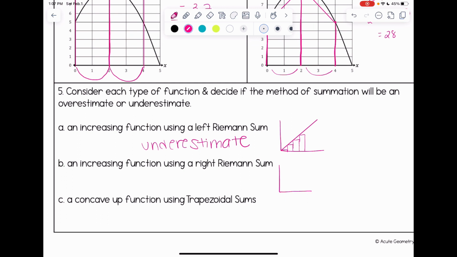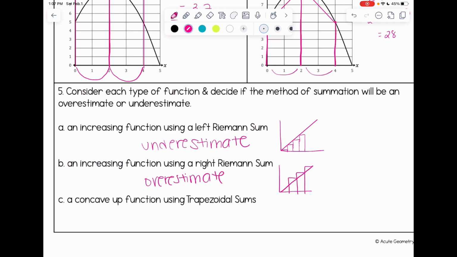Let's say I try B. It says an increasing function. So I'm going to draw the same exact one, but a right Riemann sum. And we could probably guess that this is going to be the opposite. You can see that I'm over the line or the curve that you might have drawn. So this would be an overestimate. We could verify that by our graphs above too.